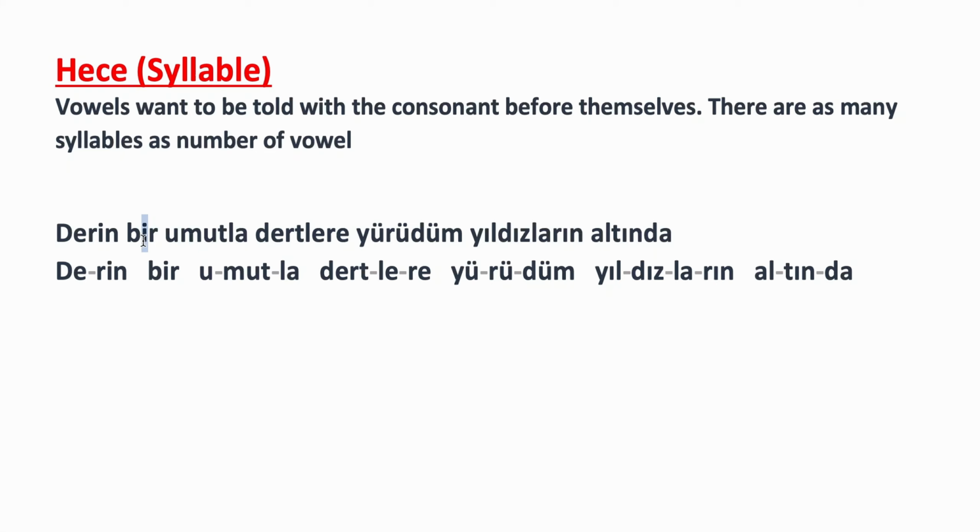Second word is bir. Bir has one vowel. It means that this is a single-syllable word. So I am not splitting it. Bir. Next word is umutla. U is a one-letter syllable because there is no preceding consonant. And m is part of the second vowel because vowels want to be told with the consonant before them. And the last syllable is la.